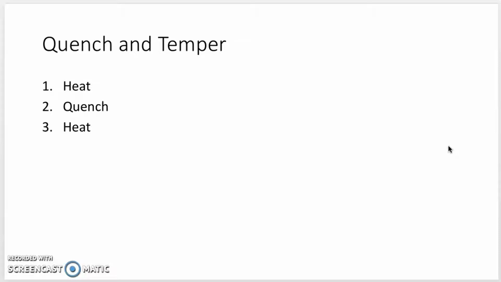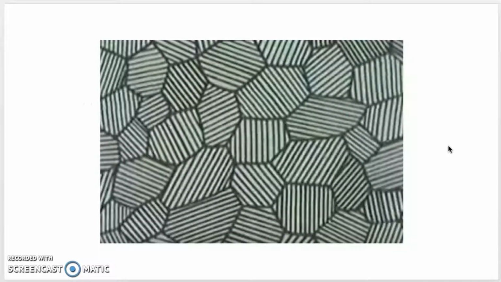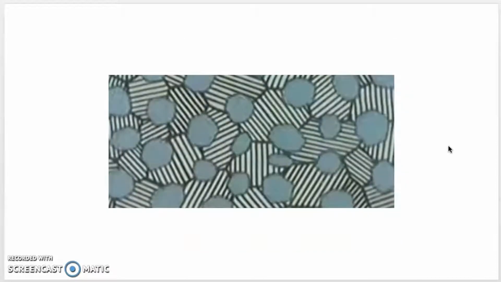Basically, it goes like this: you heat it up, you quench the metal, and then you heat it back up again. So we're going to look at the grain structure throughout this process. This diagram depicts just plain old carbon steel before it has been processed. We're going to heat the piece of steel up.